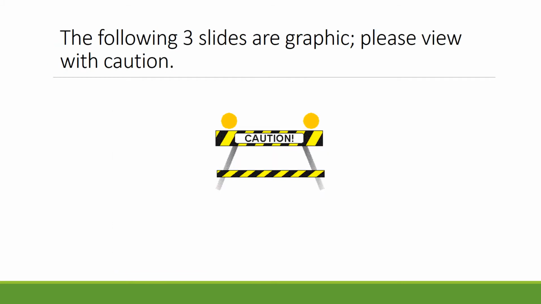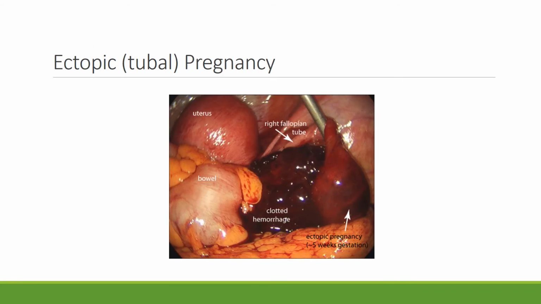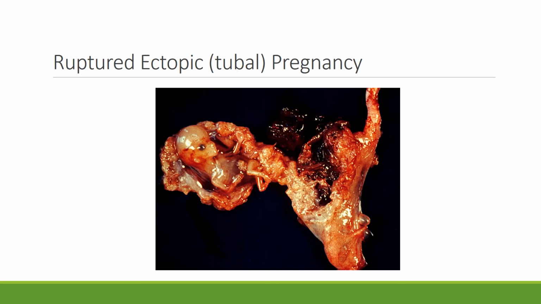The following 3 slides are graphic. Please view them with caution. On the right side of the slide, you can see an ectopic pregnancy of about 5 weeks gestation. You can see where hemorrhaging has occurred. This is a ruptured tubal pregnancy, and on the left you can see the fetus.